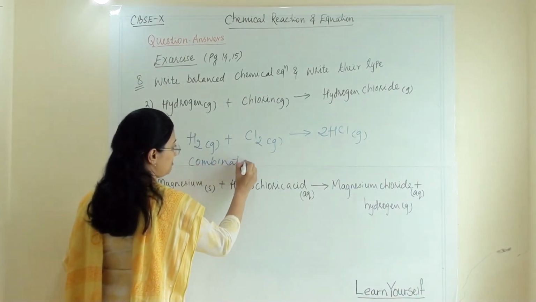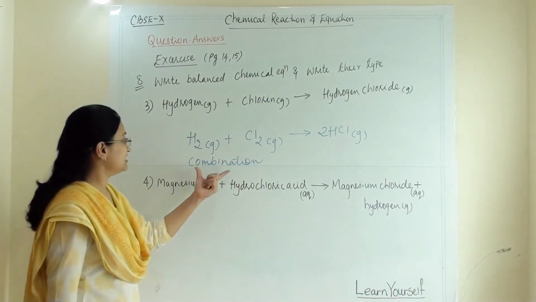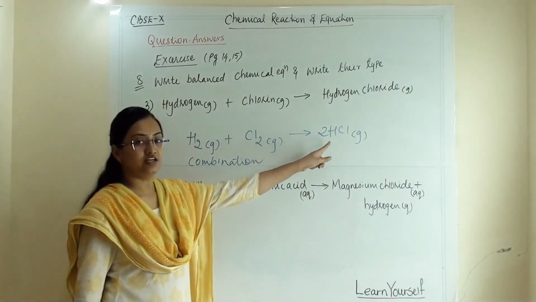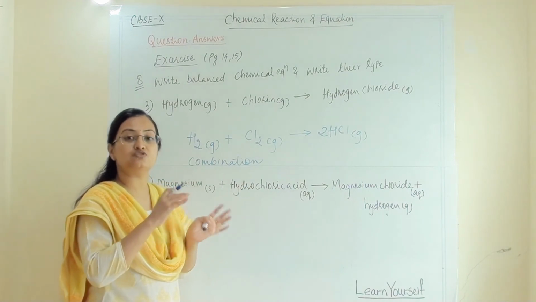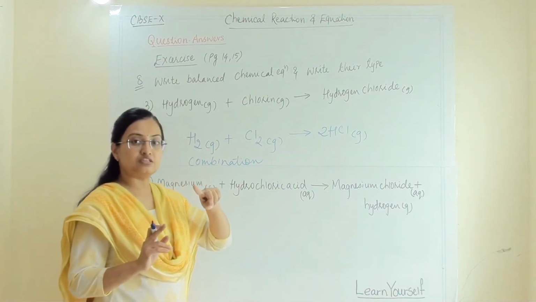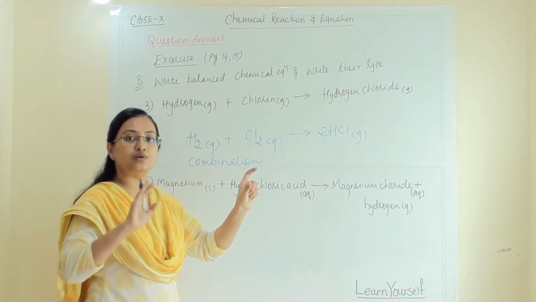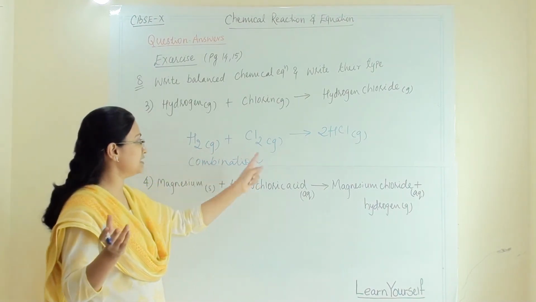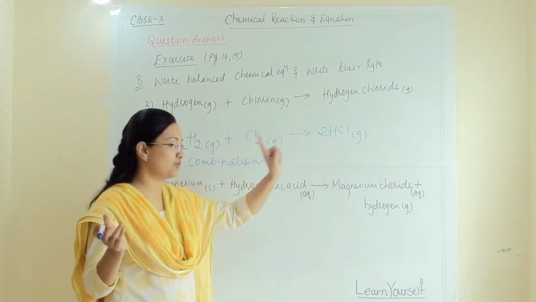When we are combining, then it is known as a combination reaction. Combination reaction is the opposite of decomposition reaction. In the decomposition reaction, one reactant will give multiple products. Here multiple reactants will give one product.